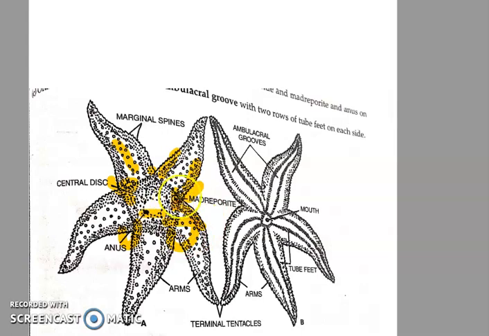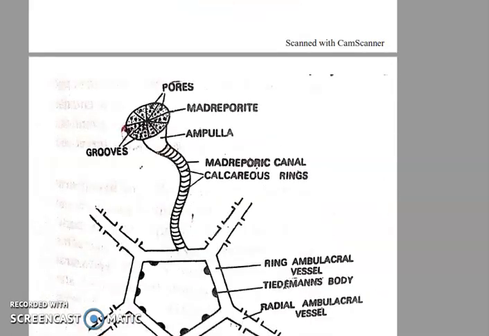Second thing, if you can see the structure, the madreporite is present over here. That leads into the water vascular system or the ambulacral system. That is a characteristic feature of the echinoderms. Okay, we will study a little about the ambulacral system.